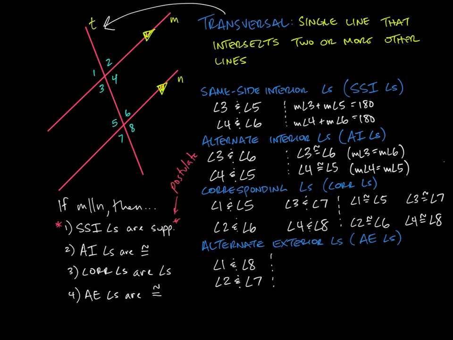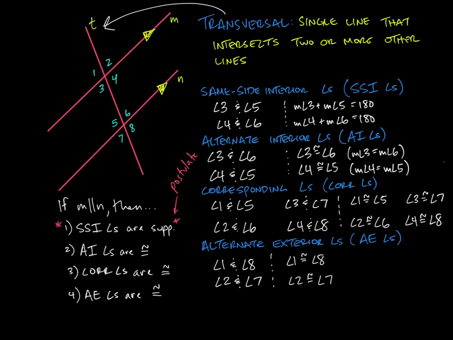And I just realized, sorry guys, I wrote something wrong up here. Well, that's not what I meant to say. I meant to say corresponding angles are congruent right there. I'm sure you guys figured that out. But back to alternate exterior angles, we can say they're congruent. So angle 1 would be congruent to angle 8, and angle 2 would be congruent to angle 7.